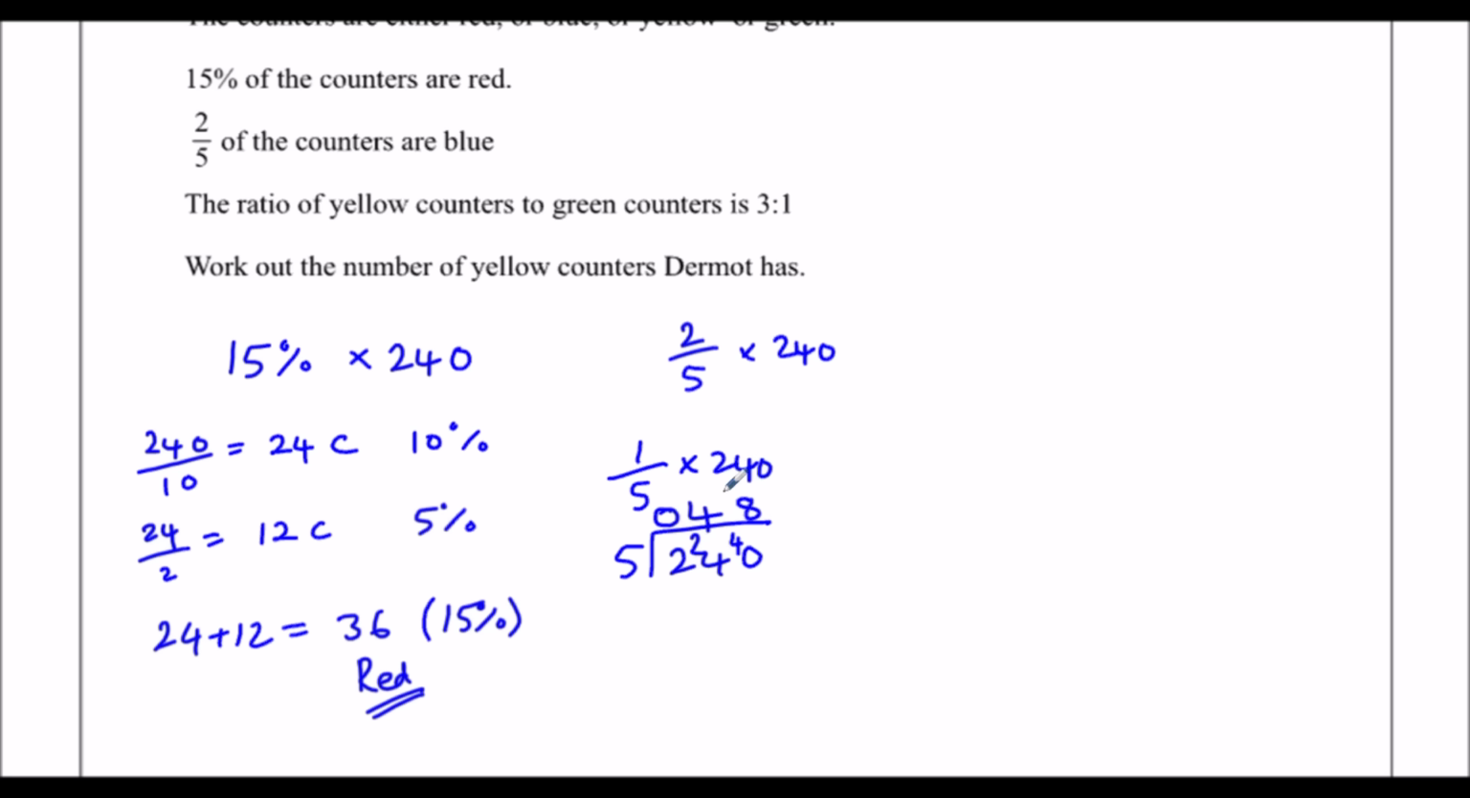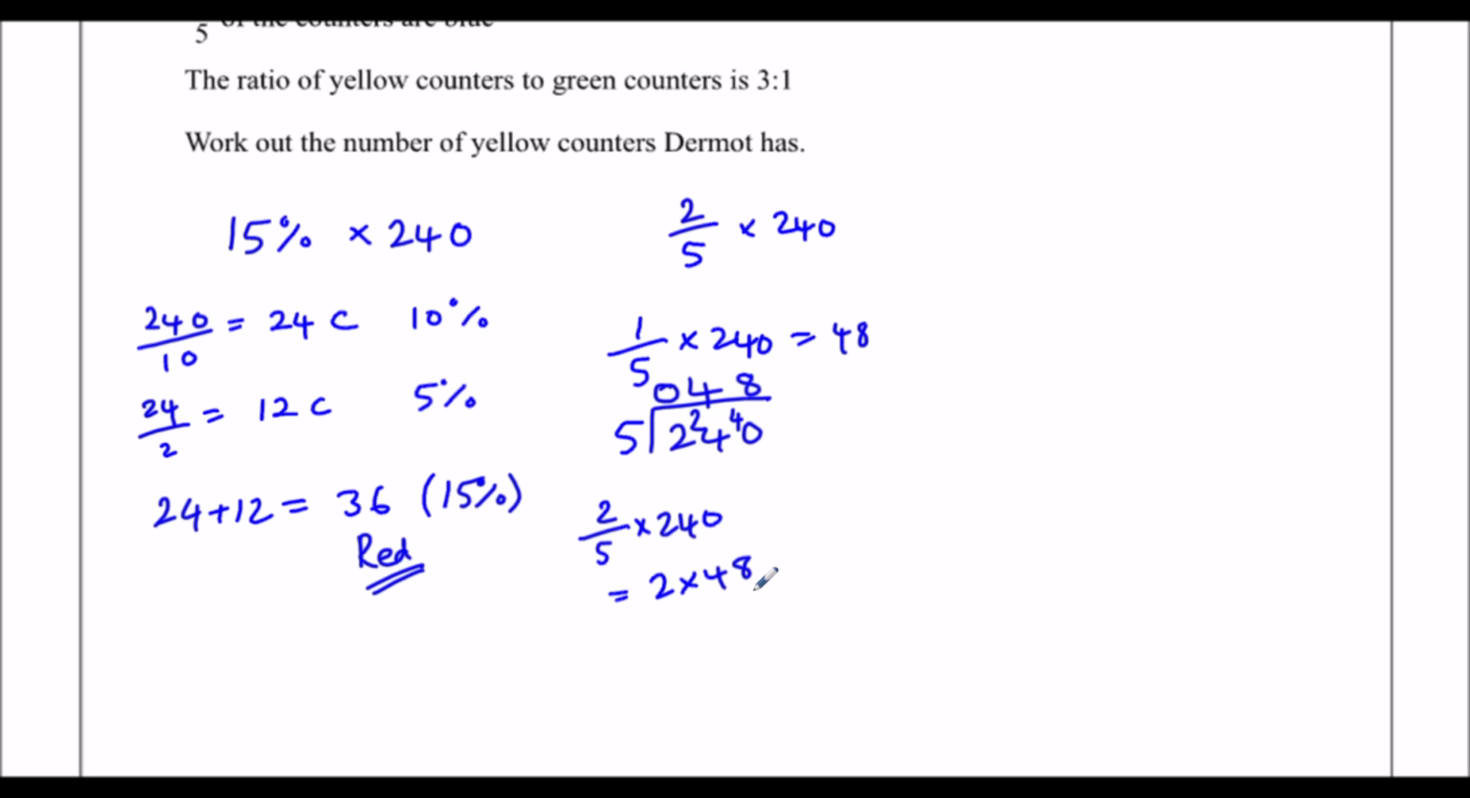So 1/5 is 48. 2/5 must be 2 lots of 48. 2 40s are 80. 2 8s are 16. 80 and 16 make 96. So 96 blue counters.